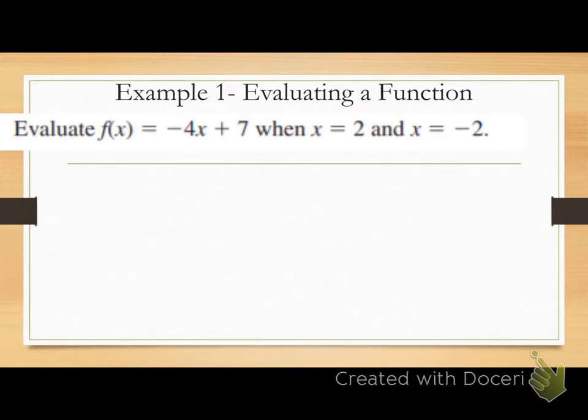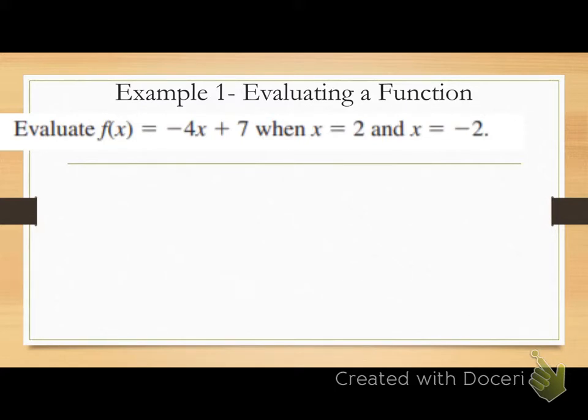Okay. Example 1. Evaluate f of x equals negative 4x plus 7 when x equals 2 and x equals negative 2. Any ideas what I'm going to do here? Substitute what for what? X for 2. Yeah, I've got two problems here essentially.